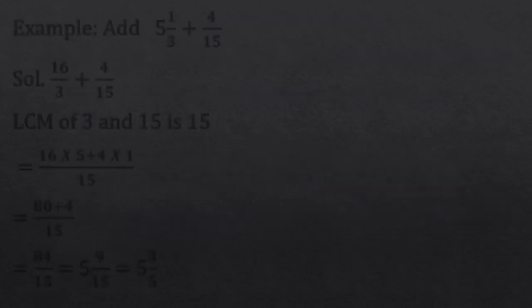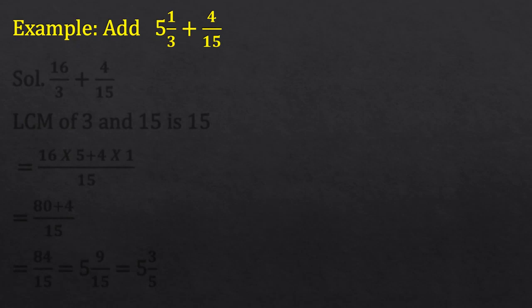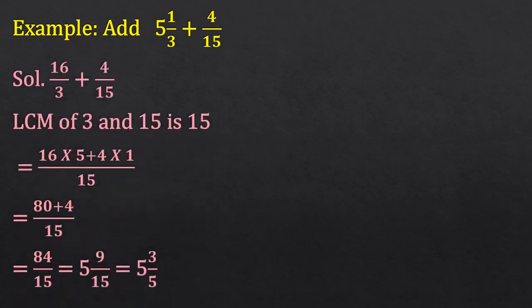And 5 1/3 plus 4/15. Now see, 5 1/3 is a mixed fraction, so first of all we have to convert it into an improper one. 5 threes are 15, plus 1 is 16. 16/3 plus 4/15.